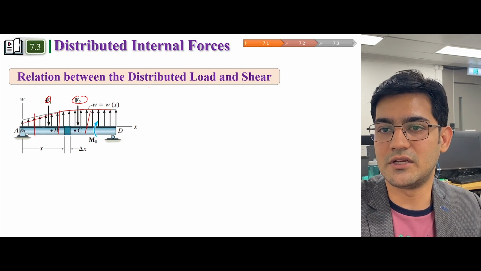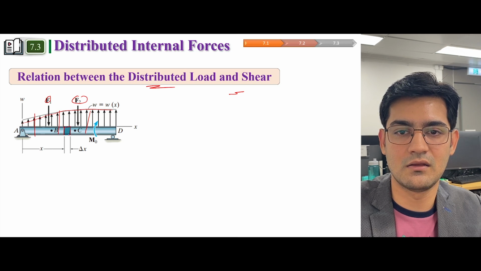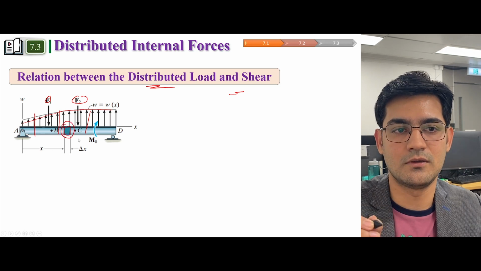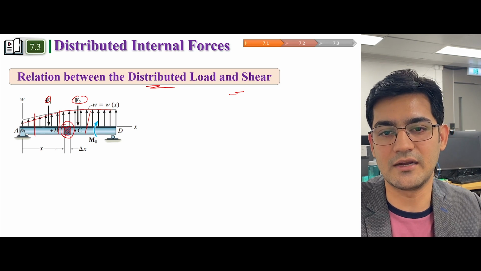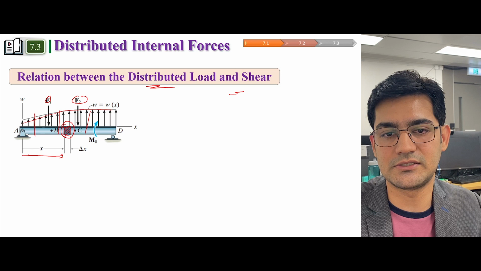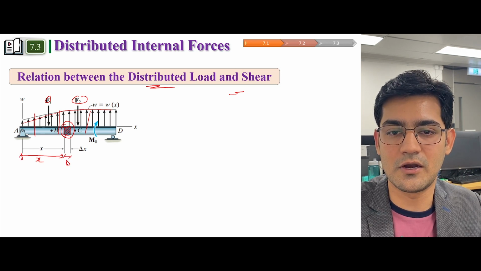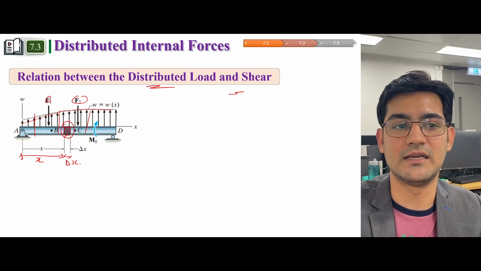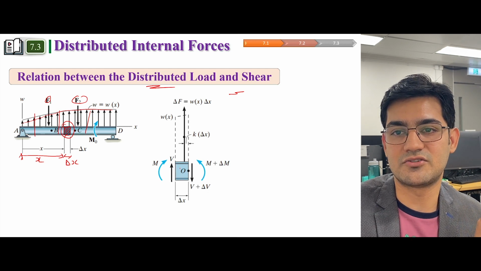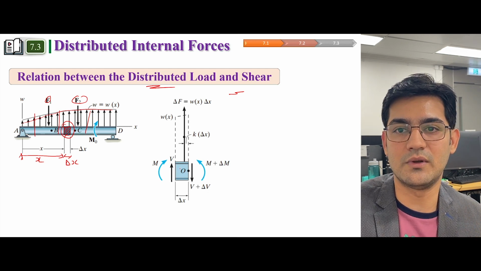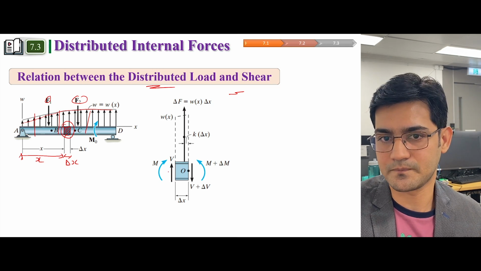So in order to calculate the relationship between the distributed load and shear, we just have to extract one part out of it. Let's say this is the part which we are going to extract, and this part has a distance x from the support, and this part is part of the distance. Then I would represent this as delta x. So this is that component which we have extracted, and from this component we will try to develop these relationships between the distributed loads and shear.